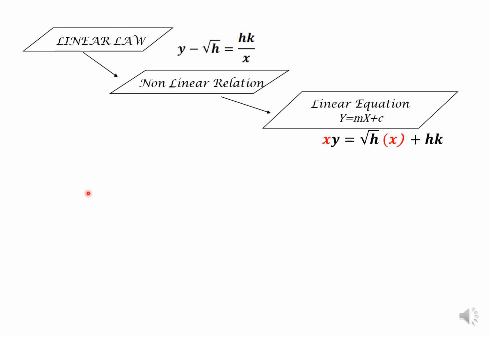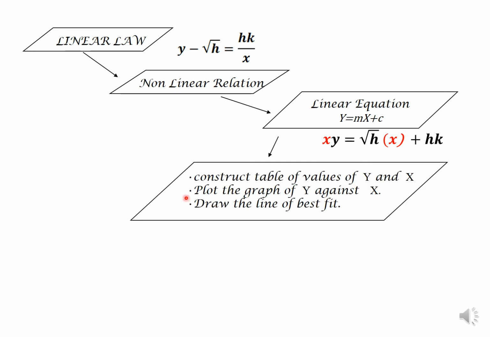To draw a graph of y against x, we need to construct a table of values of capital Y, which is xy, and capital X, which is x. Secondly, plot the graph of capital Y, which is xy, against capital X, which is x, as shown here. Xy against x.